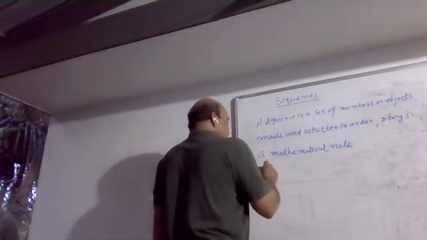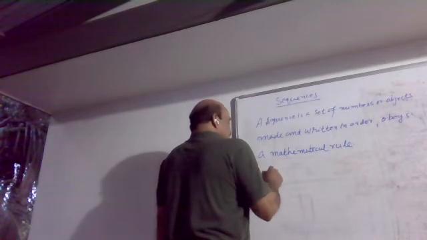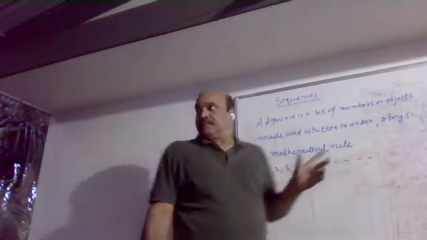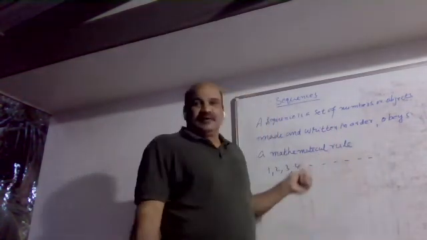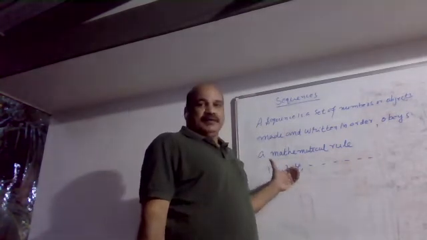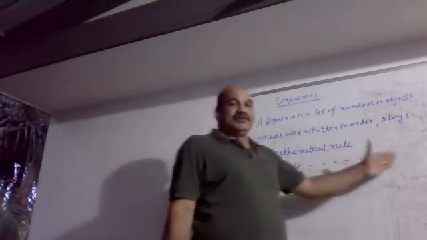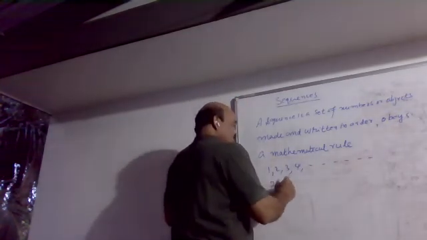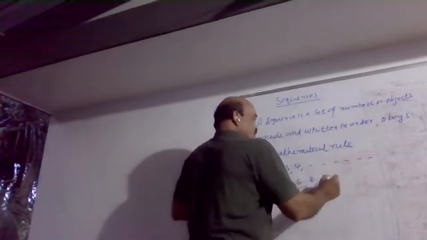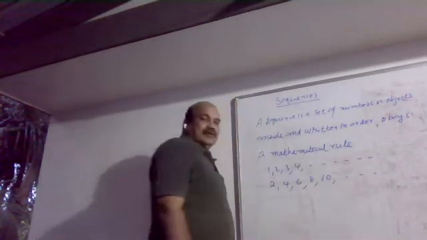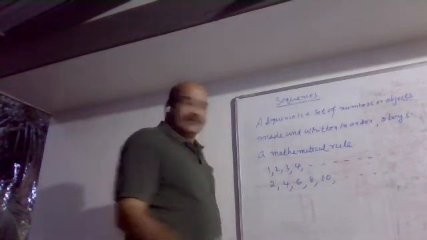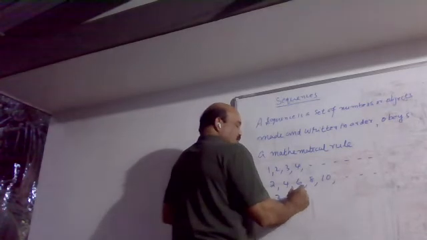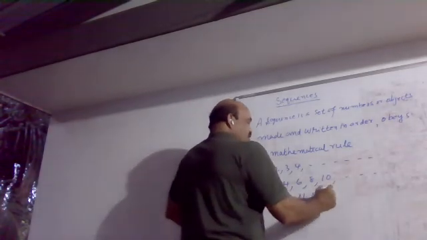I'm writing some sequences. 1, 2, 3, 4, etc. What do you call it? It is natural numbers or counting numbers. Another one, even numbers. Yes, you are studying. 2, 4, 6, 8, 10, etc. Can you tell me another sequence? 3, 7, then 11, 15, etc.